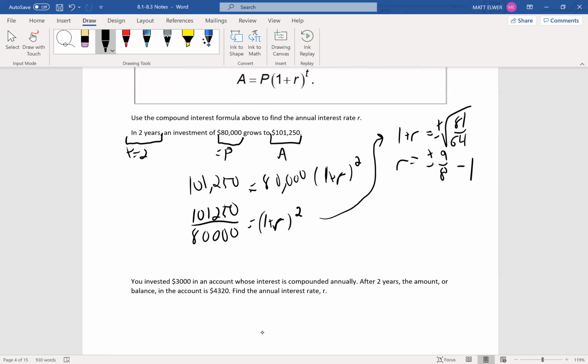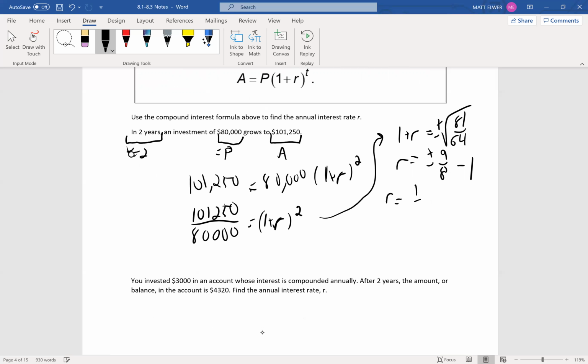So what I'm saying here is R is equal to either 9 over 8 minus 1 or negative 9 over 8 minus 1. So we either get R is equal to 1 over 8, if I subtract the positive versus the negative. Or if I have the negative case, we have negative 9 over 8 minus another 1, or minus another 8 over 8, right? So we get negative 17 over 8.